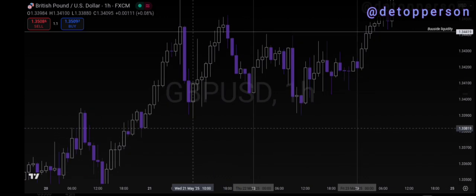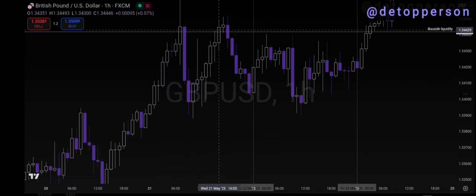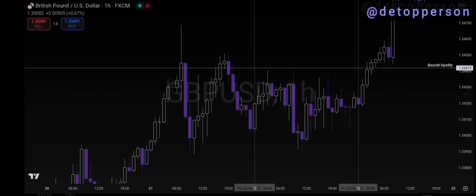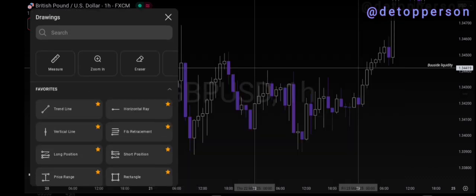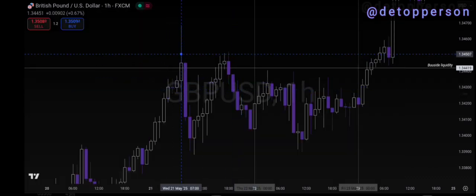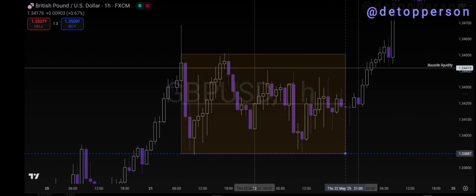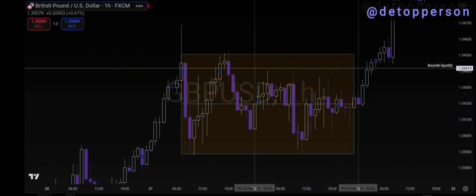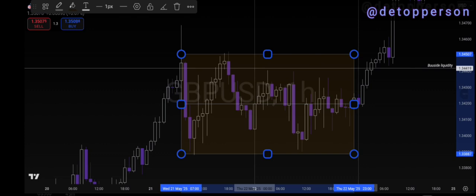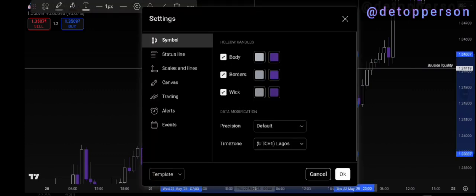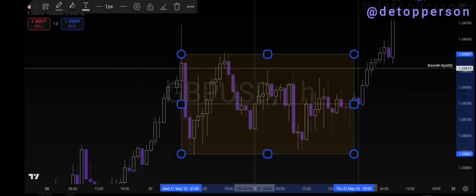So price came here, it was around London session on Wednesday, okay. And what happened? Price traded higher, then started rejecting. Now this move right here, all of this move right here was what? Just accumulation, okay. But don't forget, guys, this is something that you need to see. So from Wednesday to Thursday, price was basically just accumulating.